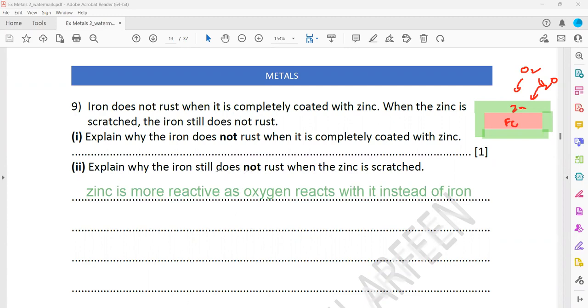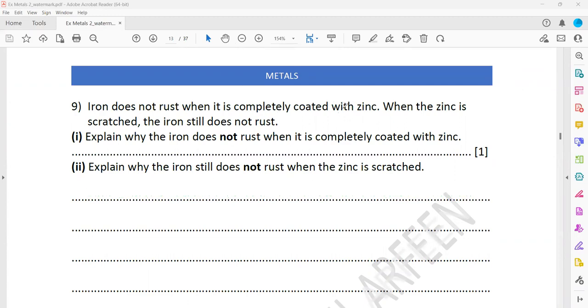So here we don't mention zinc is more reactive. Even if the same question was there, and they said iron does not rust when it is completely coated with copper, if this sentence was not there, what is the reason for that? The reason is not about the reactivity. The reason is because that layer prevents the oxygen or water molecules from interacting with the iron. So whether it's a more reactive metal layer or a less reactive metal layer, in both cases, why does it not rust? Because they are preventing iron from interacting with oxygen or water. So the answer here is not about the reactivity.